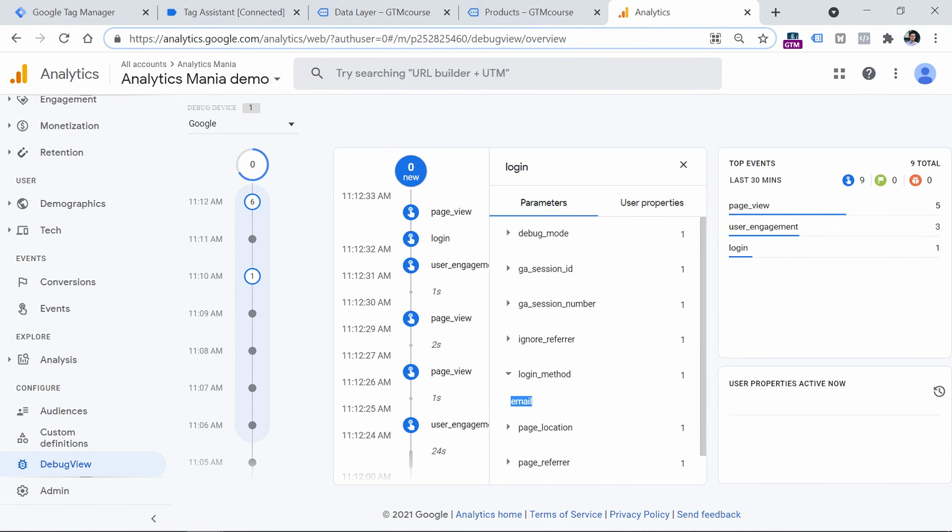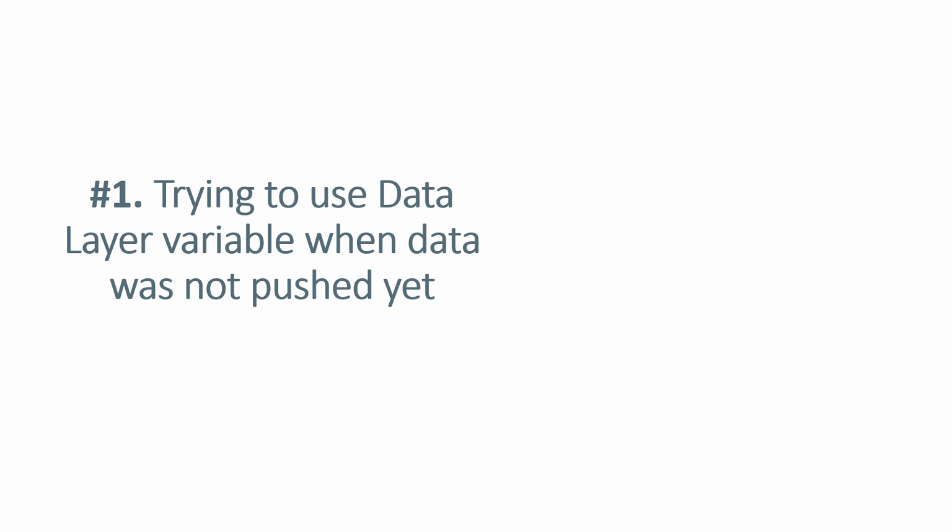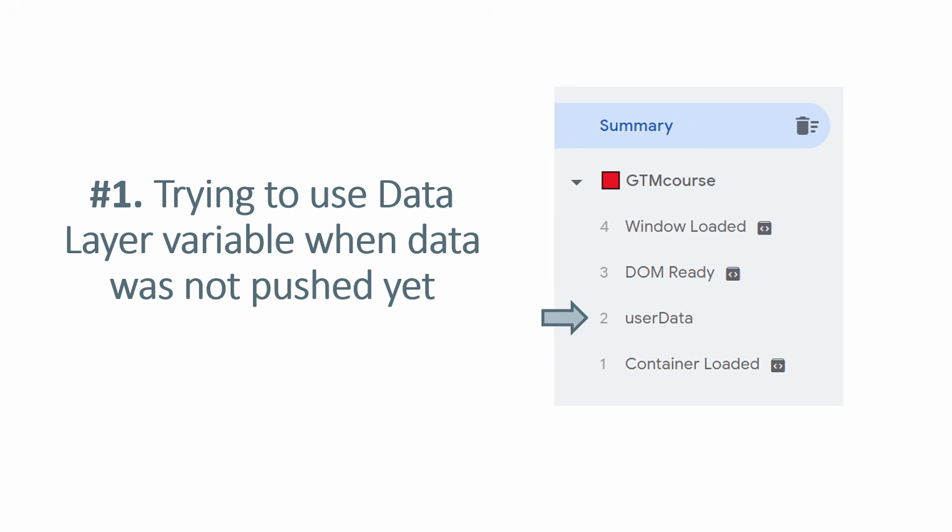And now for the end of this video, let's take a look at the 3 most common data layer rookie mistakes that I have seen. The first one is trying to use the data layer variable when that data is not yet available in the data layer. Now, let me show you what I mean. Let's say that you have a Google Analytics page view tag that fires on container loaded. And with that tag, you're also sending the user ID.